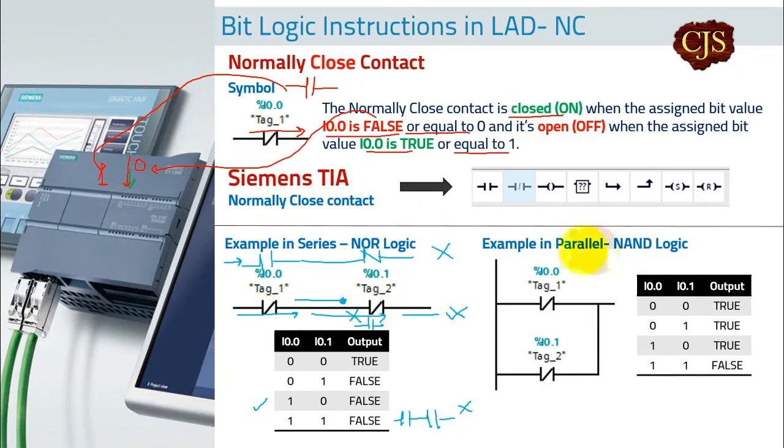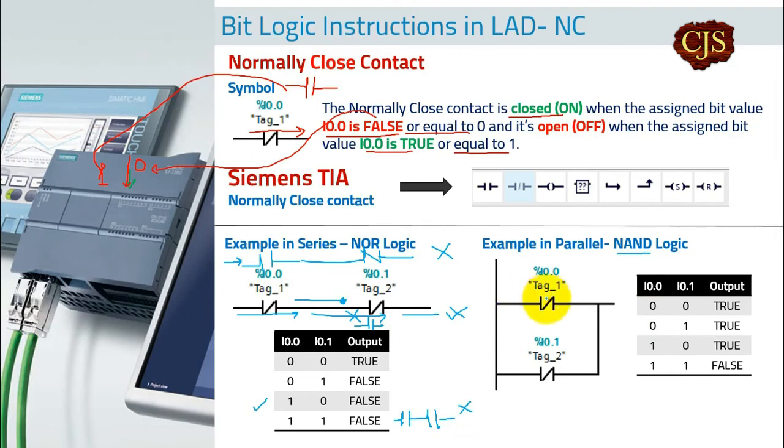So what will happen if you connect these two in parallel? This will become a NAND logic. NAND is AND plus NOT. OR plus NOT is NOR. AND plus NOT is NAND. Now what does this NAND mean? It says if both the inputs are true, output is true.